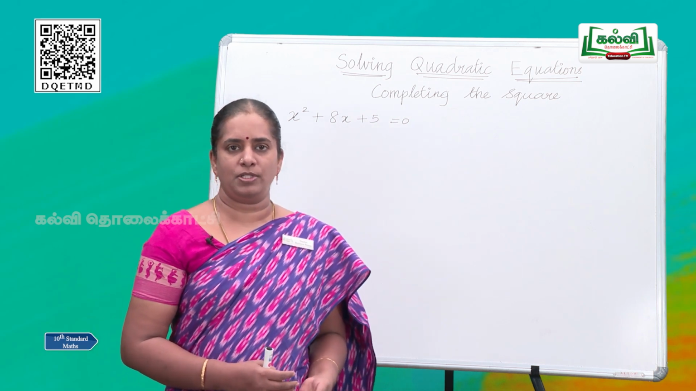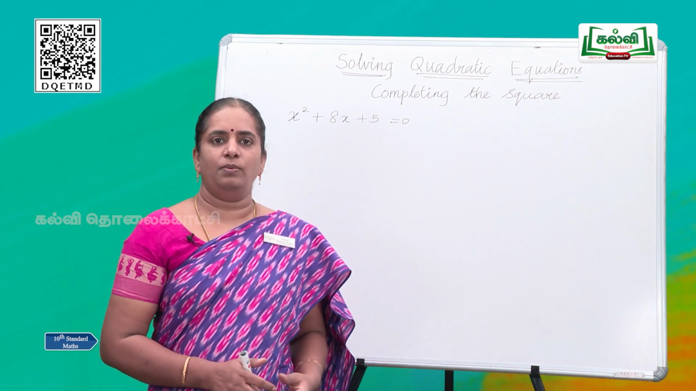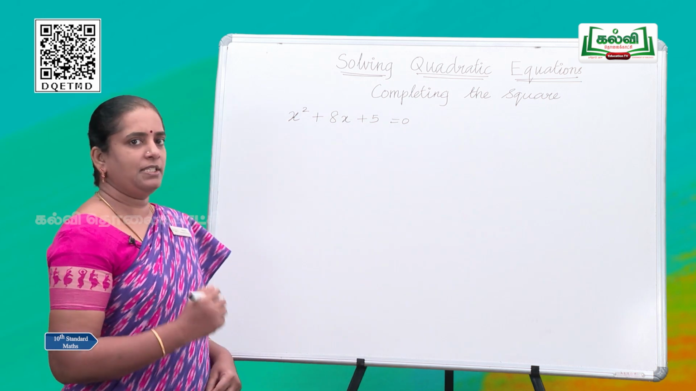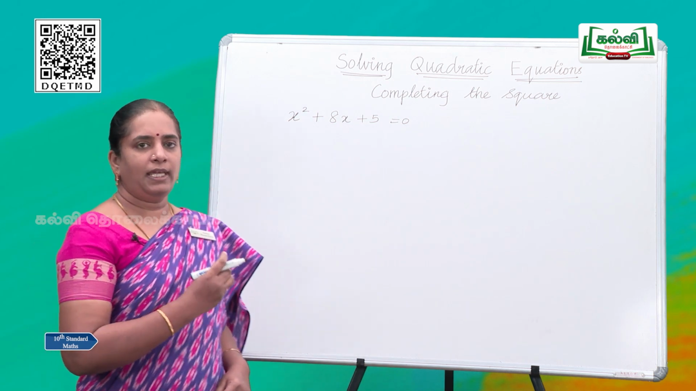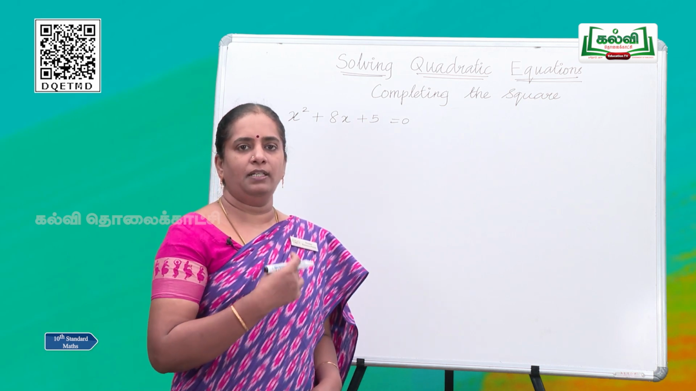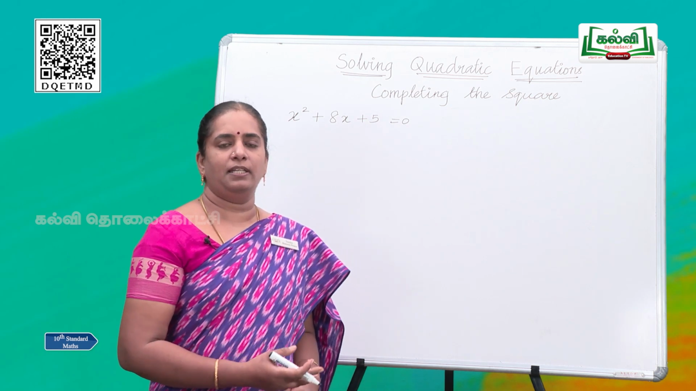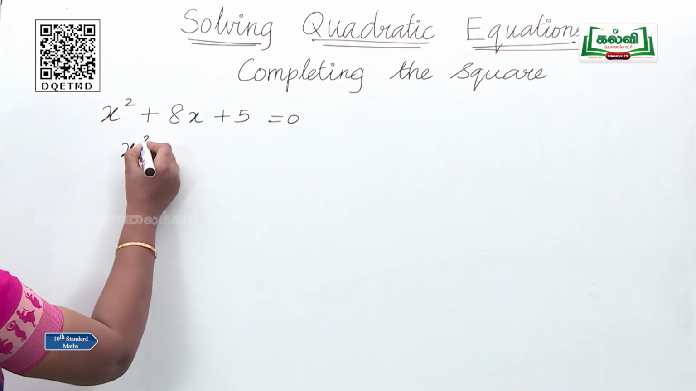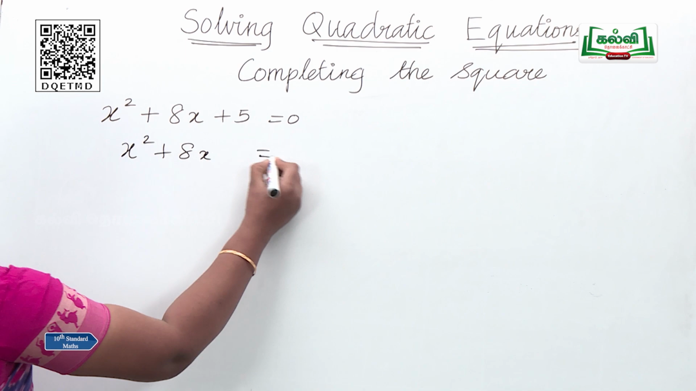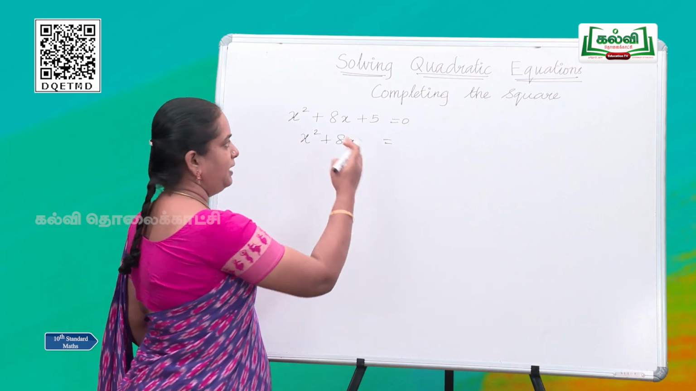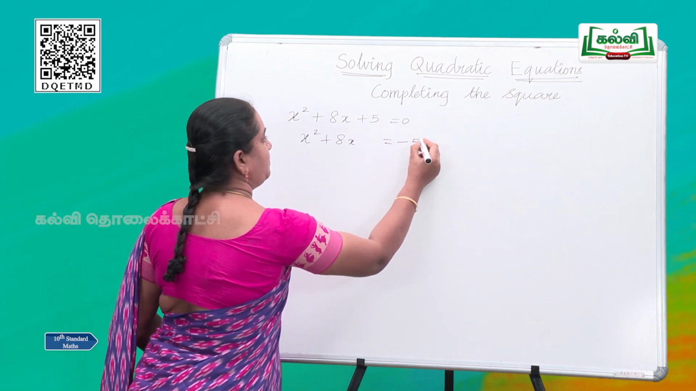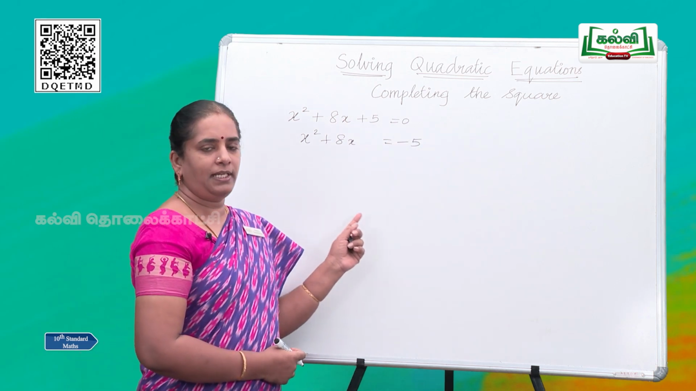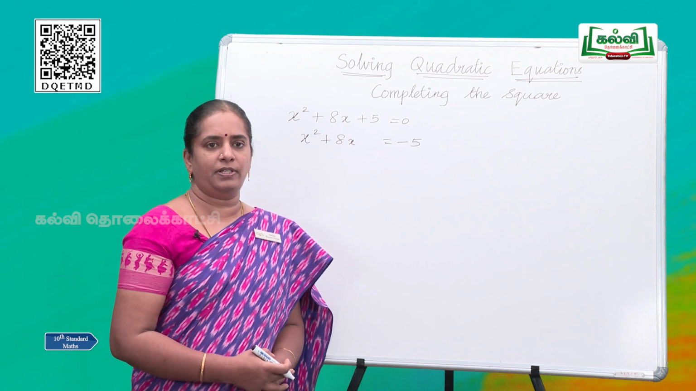First let us learn the procedure and then we are going to see what is the algorithm for the completing the square method. So, the first procedure is to take off the constant term and place it on the right side. That is, we are going to restate this equation as x square plus 8x is equal to minus 5. That is, add minus 5 both sides. This plus 5 becomes minus 5. Okay. So, x square plus 8x is equal to minus 5 is the first step.